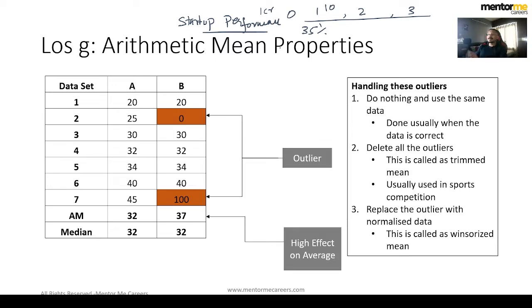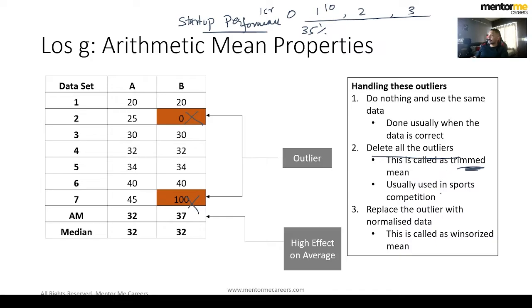But in the case of stock market data, there's nothing of that sort happening, so you can really do nothing about it. So that's what the answer is here. How do you handle these outliers? In case of unreliable data, you can delete the data, and if you delete and then calculate the mean, it is called the trimmed mean. So if I remove these outliers absolutely, that will be a trimmed mean.